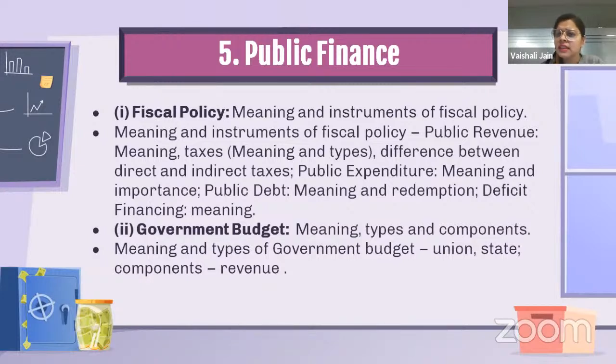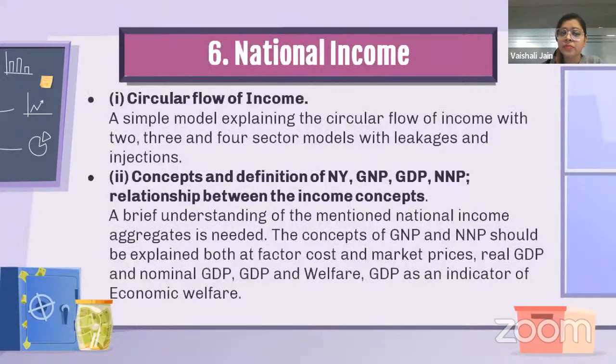So all these terms, the syllabus is there on the website as well as in the book I'm going to talk about. It is mentioned over there as well, right? Then we have government budget, that is the types and components of budget. What are the different types of government budget? Union, state, revenue, and its components. Everything is there. And then we have the unit national income.